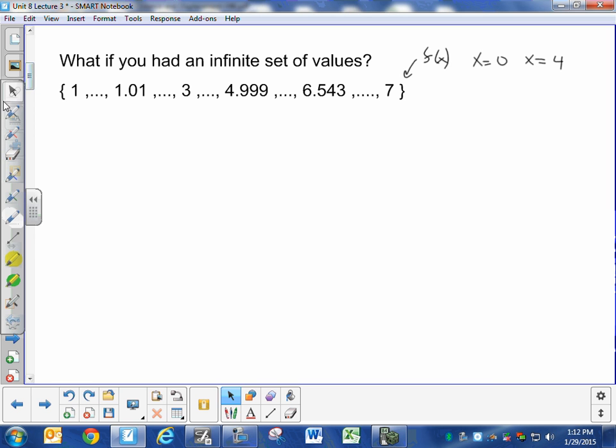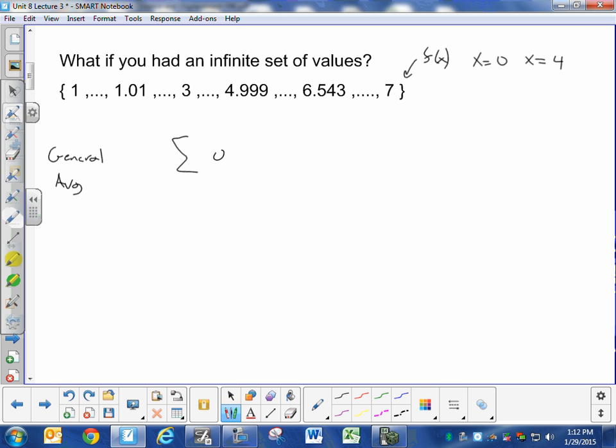Okay? So let's talk about our general form for an average. It is the sum of a bunch of numbers times one over the amount of numbers, right? We're starting at our first number, we're going to the nth number. Whatever the nth number is tells me how many numbers I have, okay?